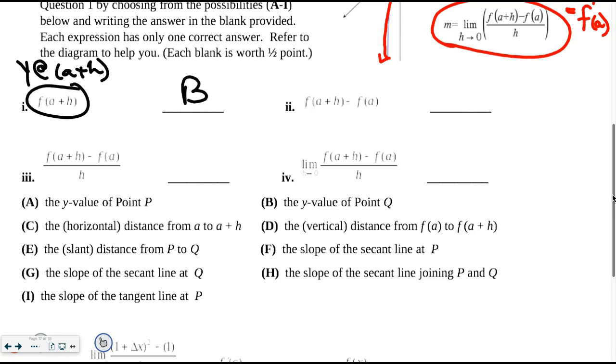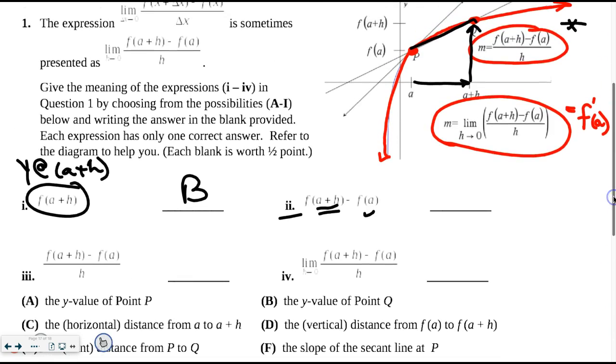Perfect. This right here is the y at a plus h, how high it is, right? Minus the y at a. So it's really the difference in the y values or the change in y. Right, Hayden? What'd you pick for that one?